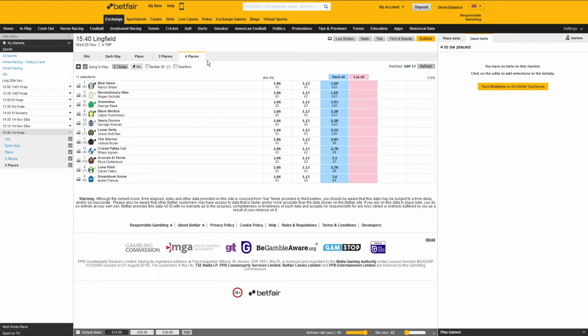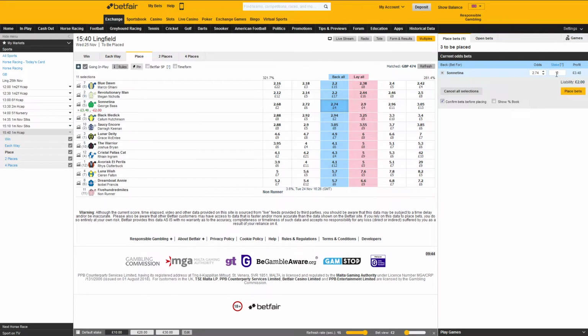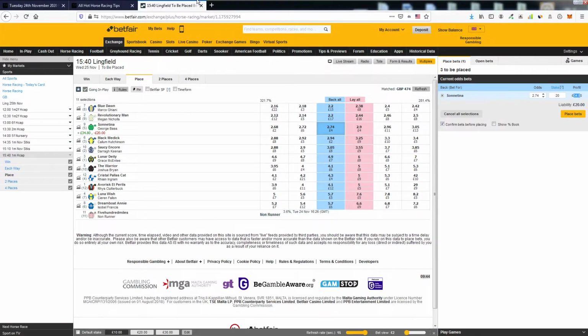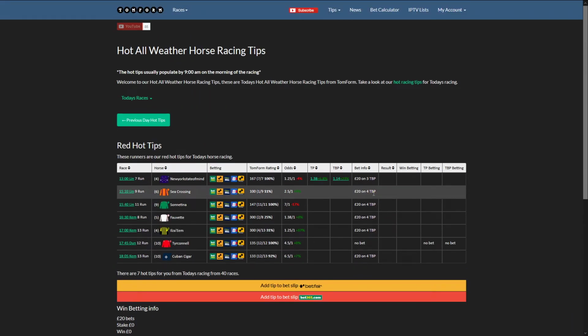So as you can see, for four places, Sonnentina is paying 193, and to be placed, it's paying 274. So that would be the bet today, the 274. Put 20 quid on that, and it's £34 profit. So that's how to follow the tips, the hot tips in the different sections on TomForm every day.